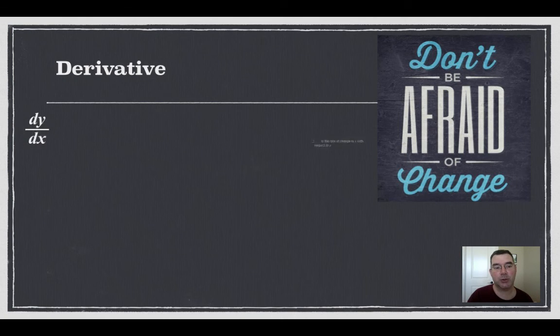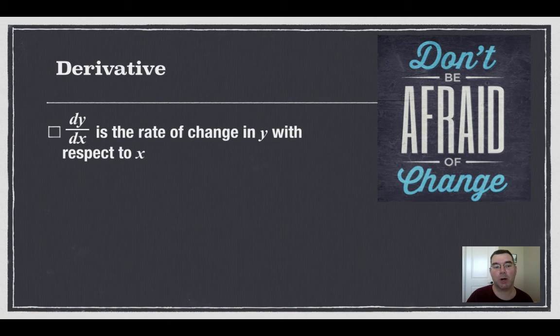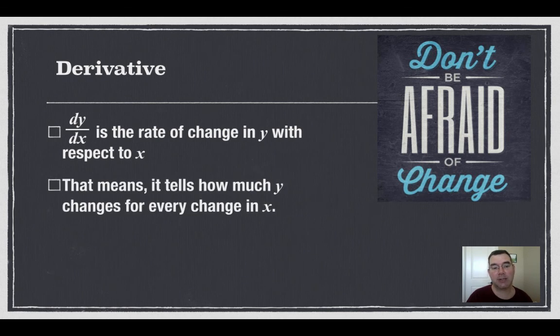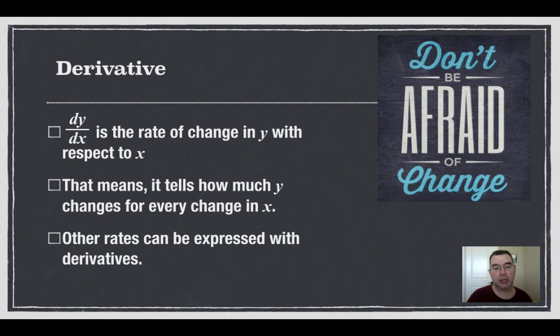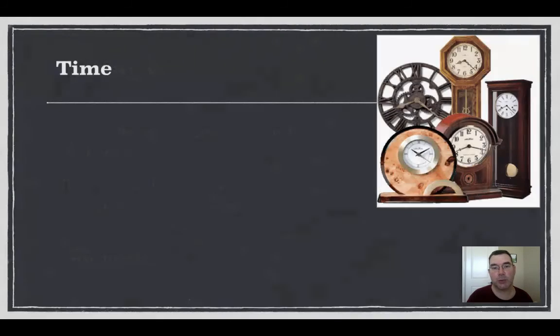The derivative, as you recall, one of the notations was dy by dx. That's the rate of change in y with respect to x. But obviously x and y aren't the only variables that we can use. We can use other rates that can be expressed with derivatives, and let's talk about some of those.